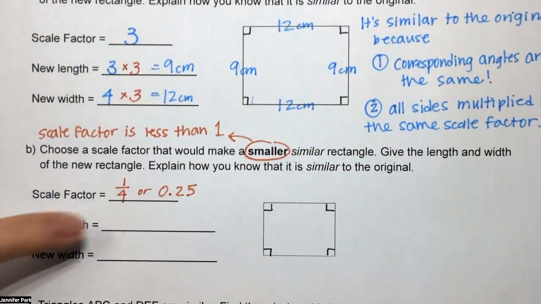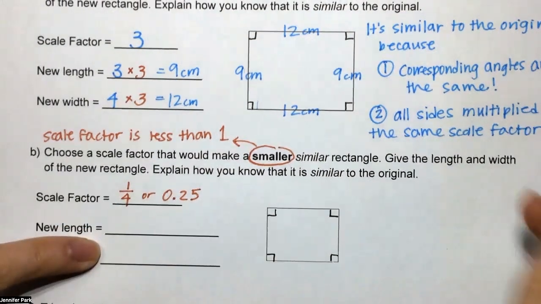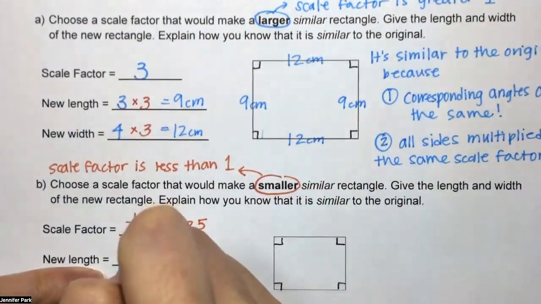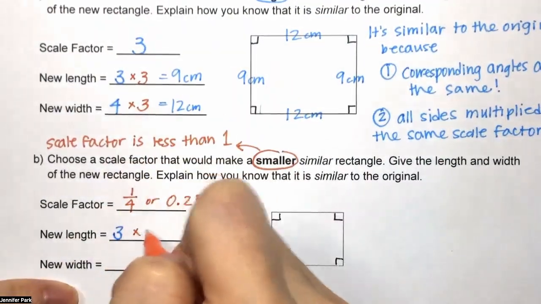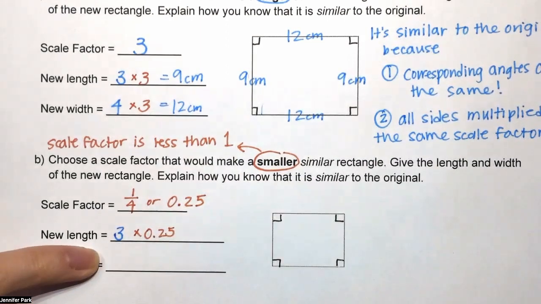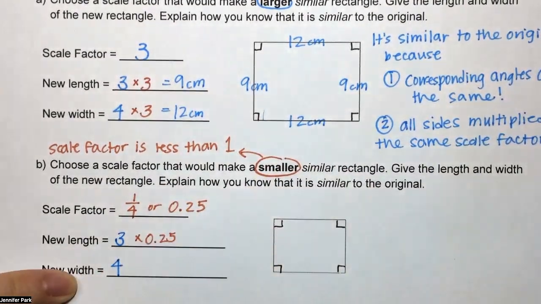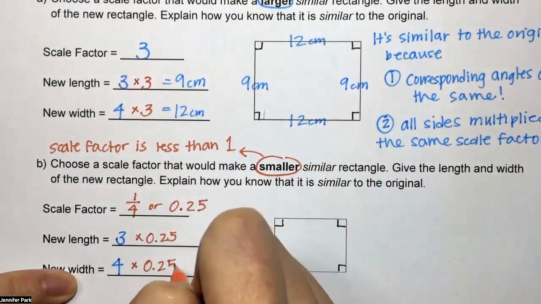So then the new length, same thing, I'm going to take the original length, 3 centimeters, and multiply that by 0.25. And then I'm going to do the same thing with the original width, which was 4 centimeters. I'm going to multiply that also by 0.25.